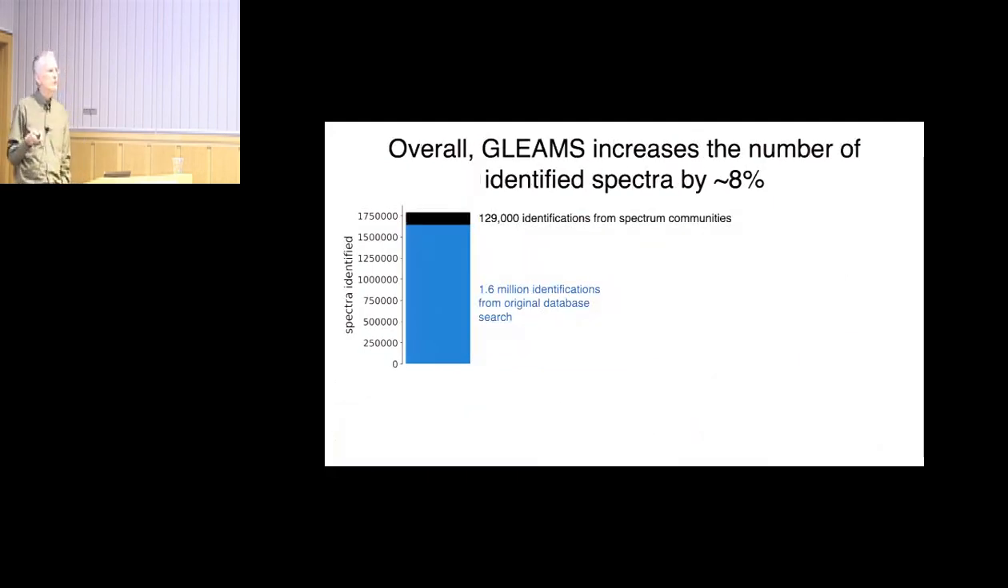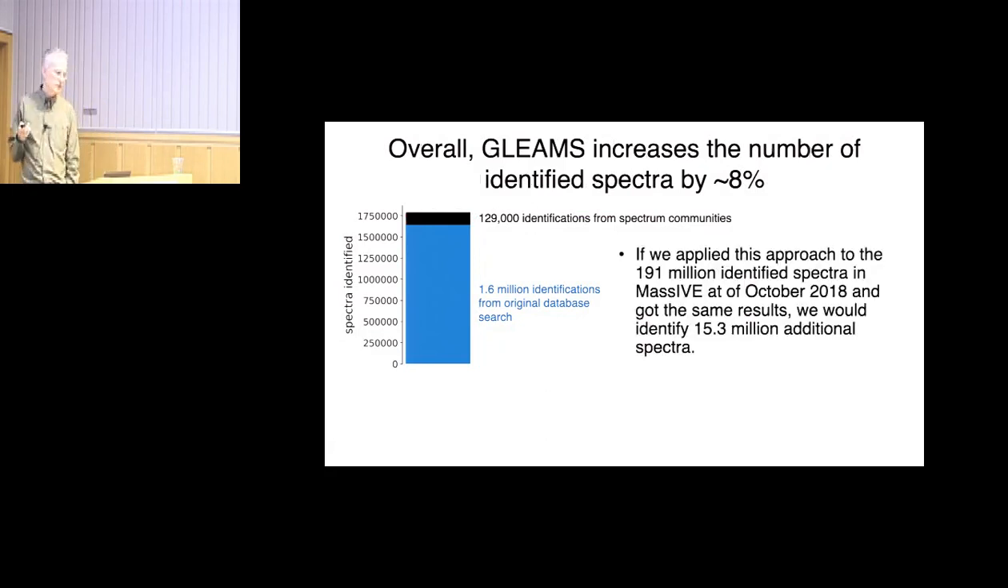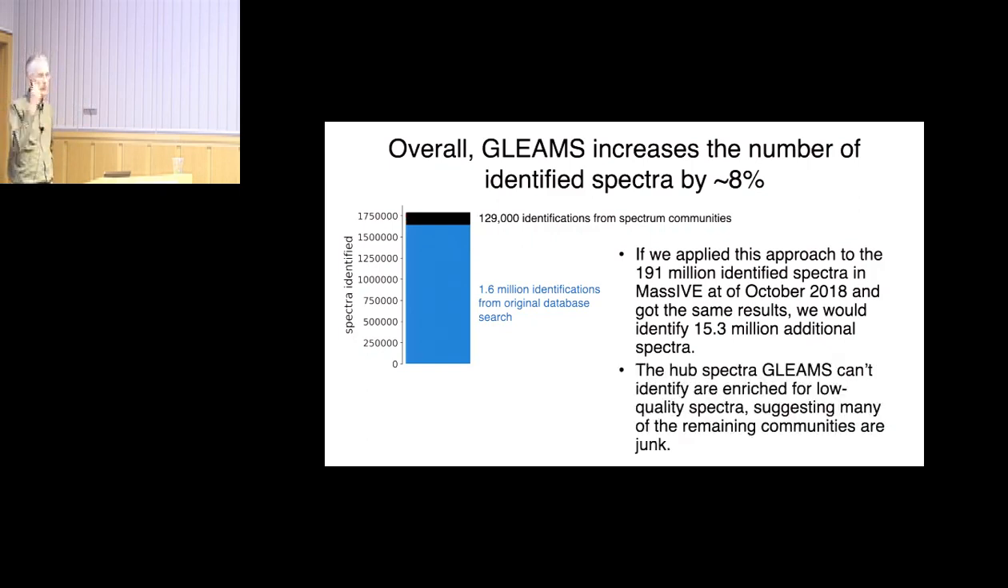So that allows us to increase the number of identified spectra by about 8%, which, if you were considering doing this to something like all of the data in the MassIVE repository as of a couple months ago, would be about 15.3 million additional spectra identified. And the other thing that we show in the paper, I'm not showing you the evidence here, is that the ones that we can't identify are enriched for low quality spectra. So that suggests that perhaps a lot of those remaining ones that we can't identify really are problematic in some way. So that's where we are currently.